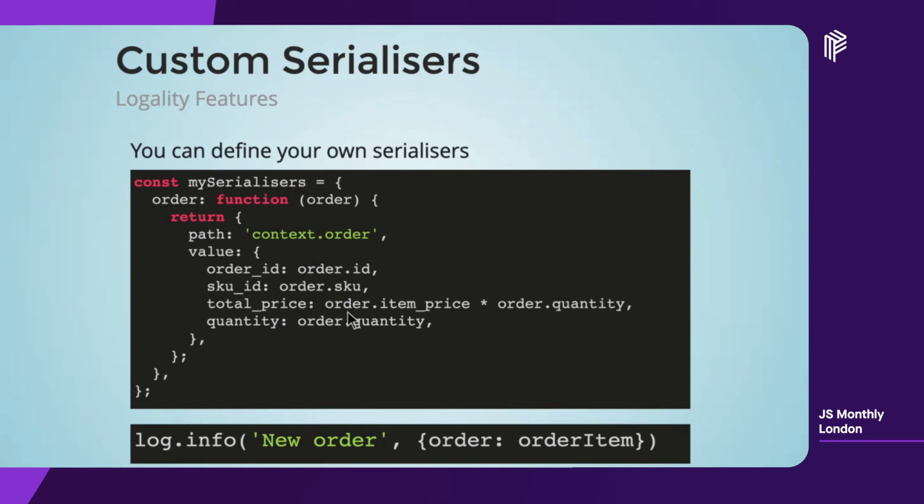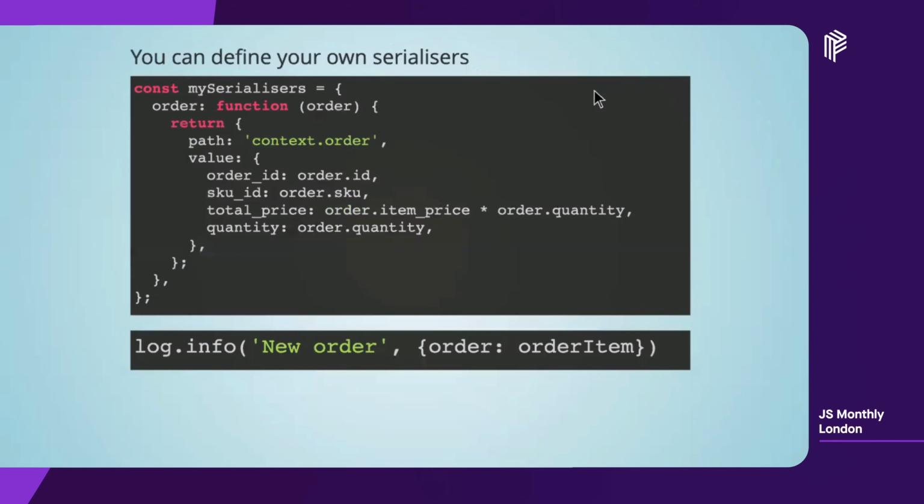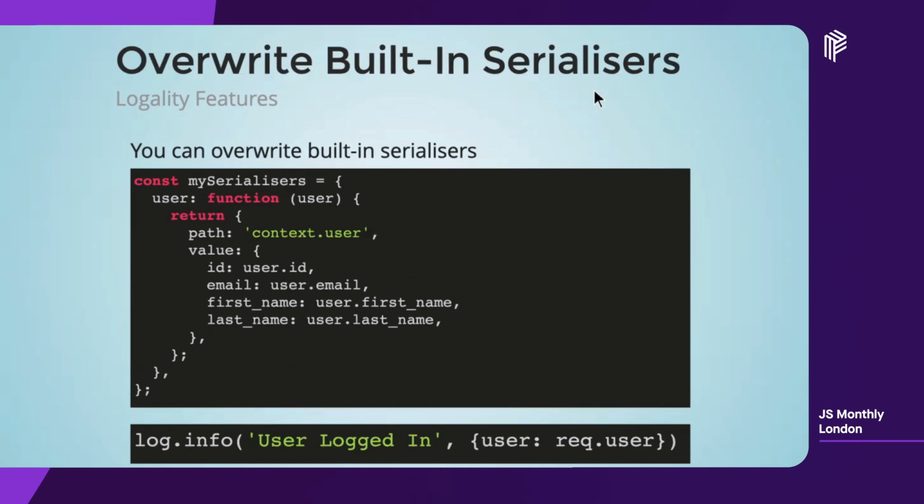So the next time you log anything and you pass an order item under the order key, this serializer is going to run and properly format the object for you. Now, you are also free to overwrite the built-in serializers. If your user data object doesn't have ID and email, but it has different names, that's totally okay. In this particular example, we are adding the name and the last name on top of the ID and the email. So whenever we pass the user object, this is how it gets serialized.